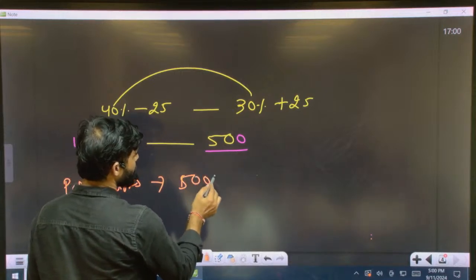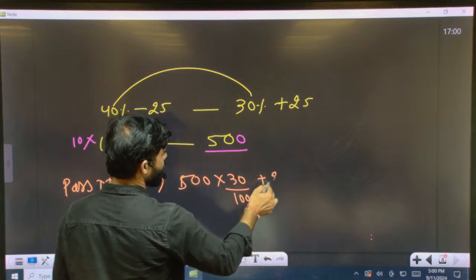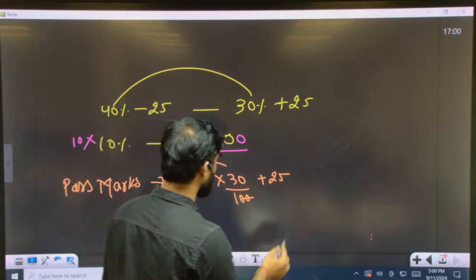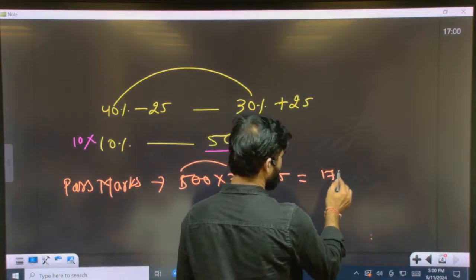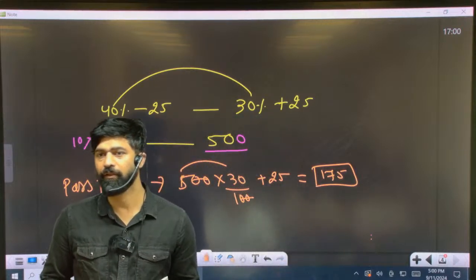500 into 30% is plus 25. So this is 150 plus 25, that is 175. 175 are the pass marks.